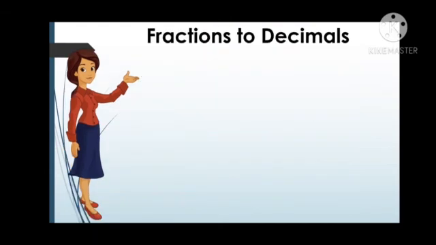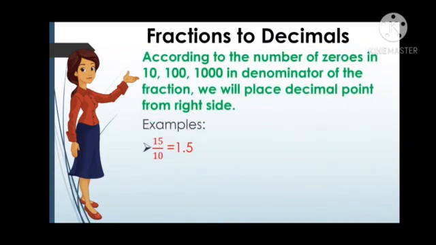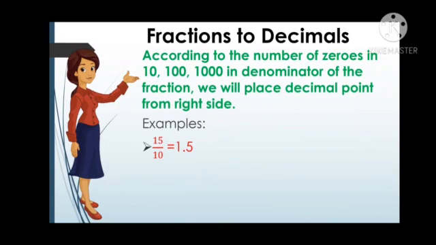Now we convert fractions to decimals. For that we will do opposite, that is, according to the number of zeros in 10, 100, 1000 in denominators of the fraction, we will place decimal point from right side. Like 15 by 10, we will write 1.5.